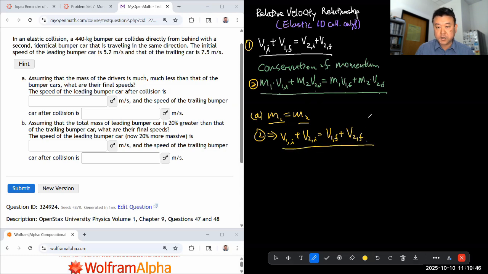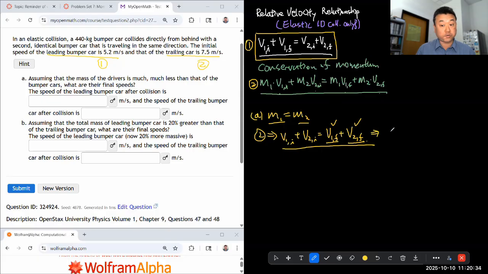Take this equation, stare at it for a bit, and I hope you come up with an answer. Or let me go through the algebra since it's pretty simple. I've got 2 unknowns, the 2 final velocities. Let me label the leading bumper car as 1 and the trailing car as 2. I'm going to eliminate the velocity of the trailing car, V2, plug it into my equation 1, and then solve for the final velocity of the leading bumper car.